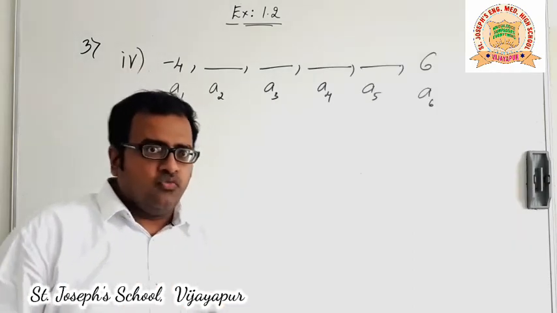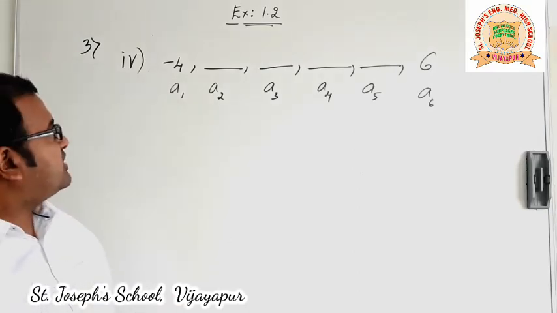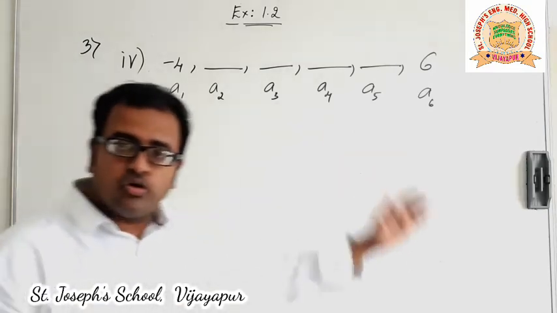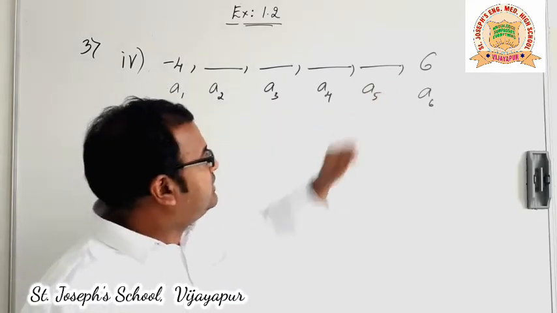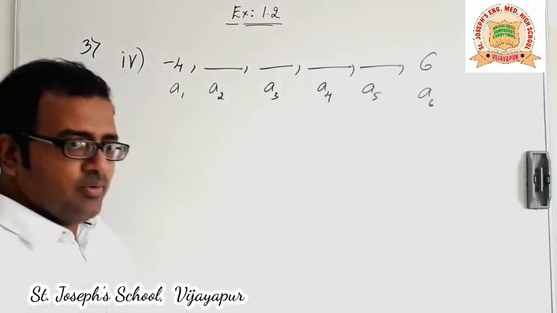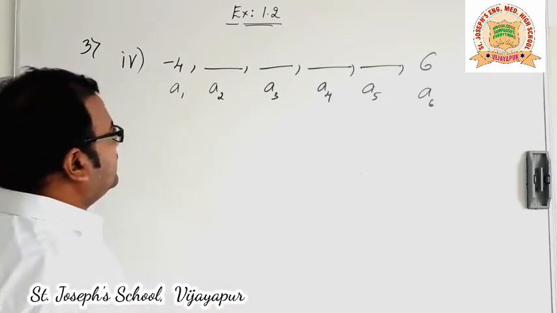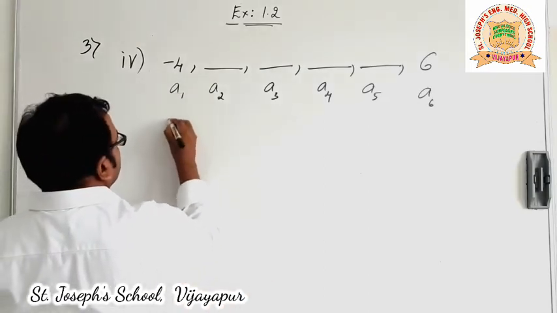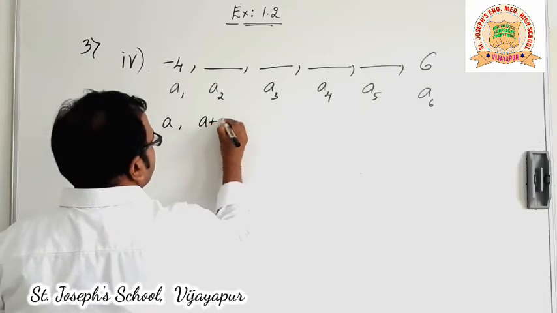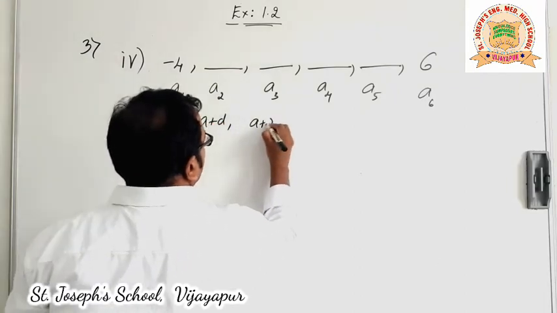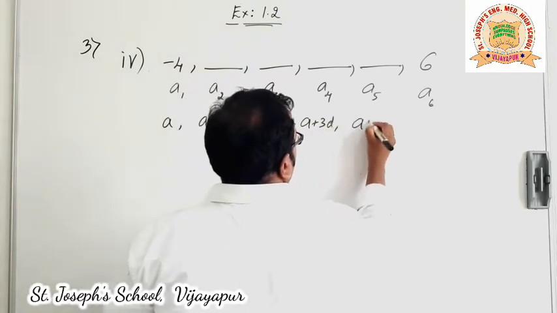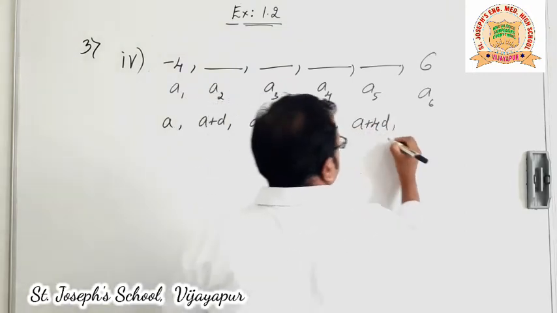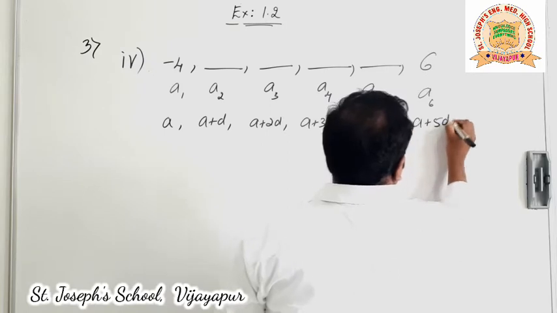Sub question number 4. So here we have the first term as minus 4. Then 4 gaps are there which we need to fill up, and 4 missing terms they are. And the sixth term is 6. Okay, what a coincidence. Now, let me write the general forms. The first term is given as A, then there is A plus D, then A plus 2D, then A plus 3D, A plus 4D, and the last but not the least, A plus 5D.